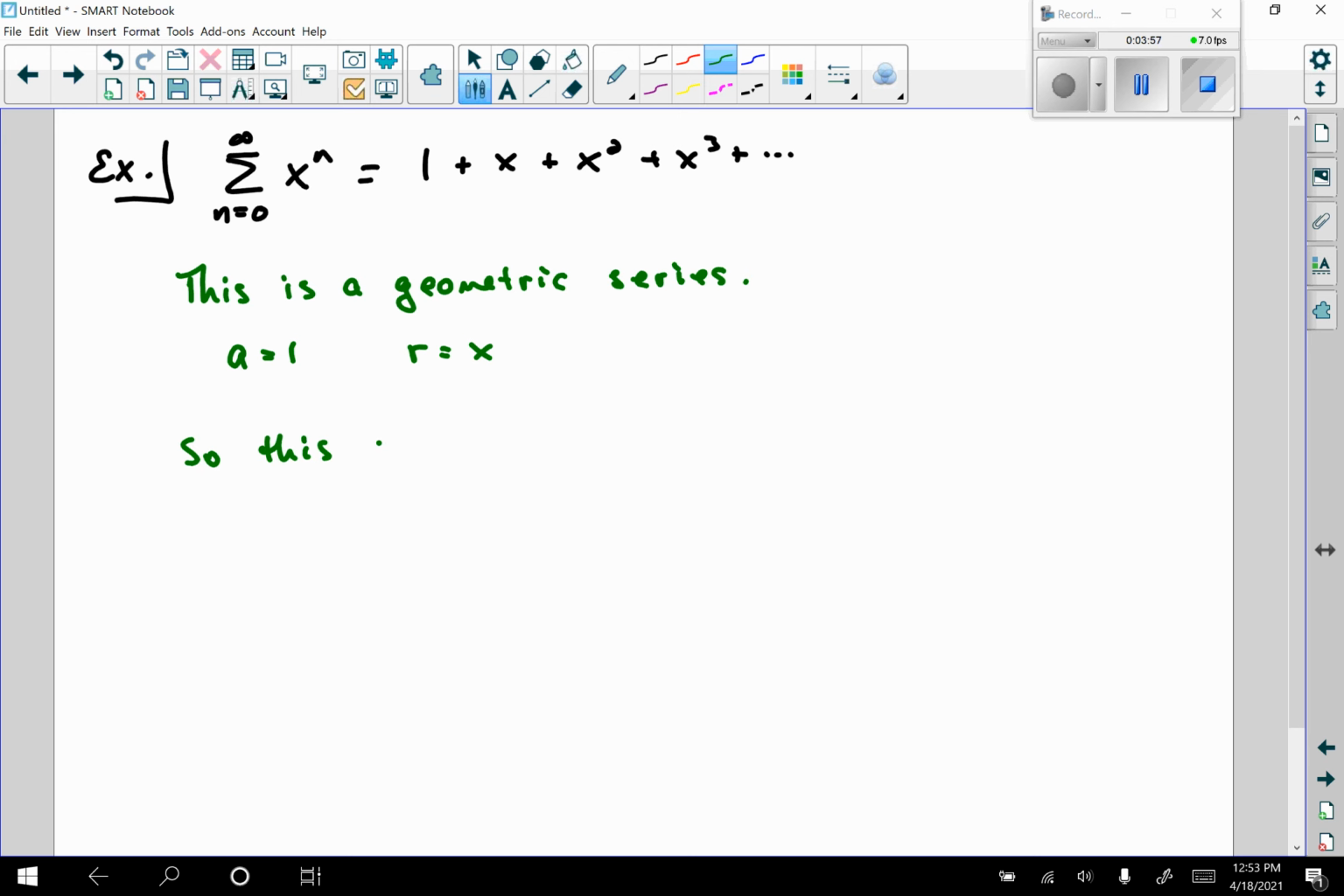So this series converges to that sum. Remember the sum of a geometric series is a over 1 minus r, so that becomes 1 over 1 minus x if the absolute value of x is less than 1.